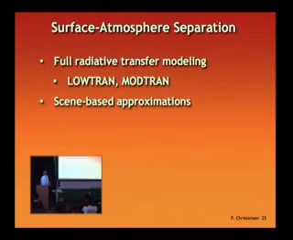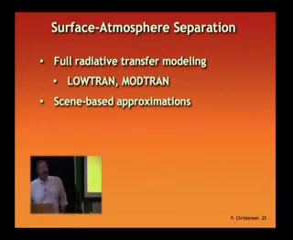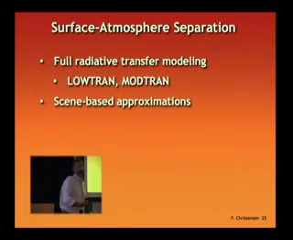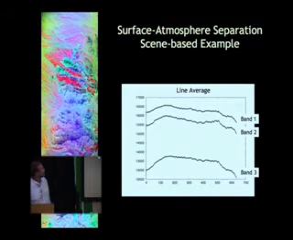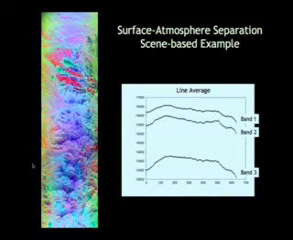There's basically two ways to go. You can do very sophisticated radiative transfer modeling, and there's packages that do that, where you put up a radiosonde and you measure the temperature and the pressure and the water vapor and all this stuff, and it goes into an incredibly complicated model, and you try to remove that signal from the ground. Or you can do scene-based approximations, which in the real world are the only practical way to go. And there's a bunch of ways to do that, and I'll just show a quick illustration.